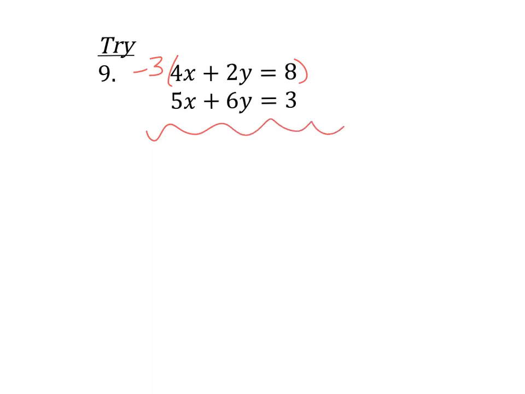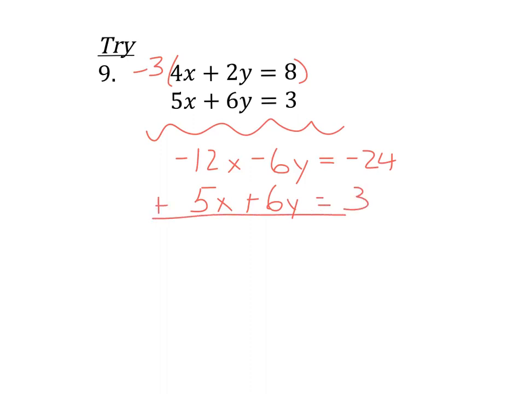So negative 3 times 4x is negative 12x. Negative 3 times 2y is negative 6y. Negative 3 times 8 is negative 24. Second equation didn't change. 5x plus 6y equals 3. Now I have opposites in my y's. Now I'm ready to add down.